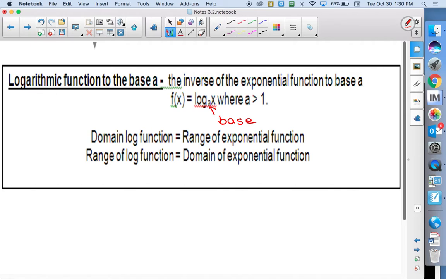Would you work it wrong if, since I'm used to saying log base b, would you work it wrong if I put a b? No.